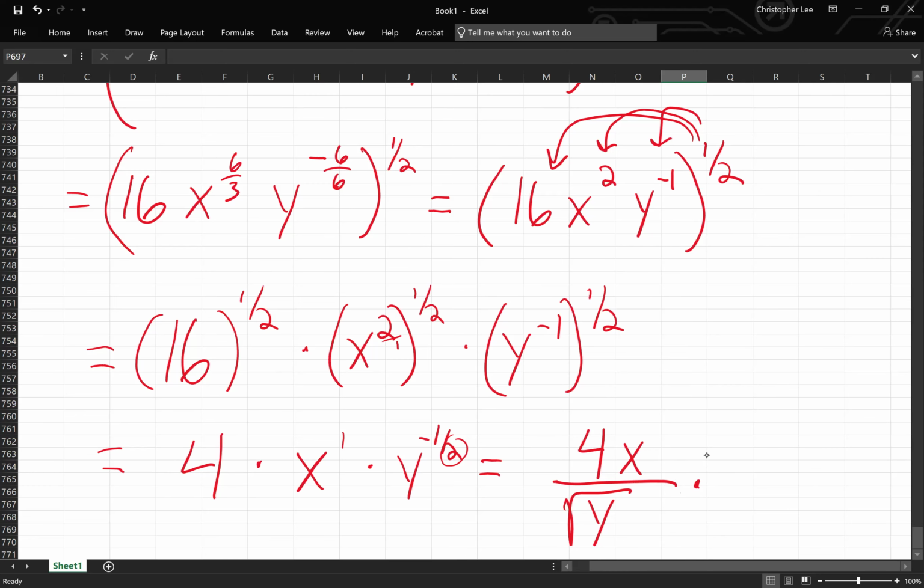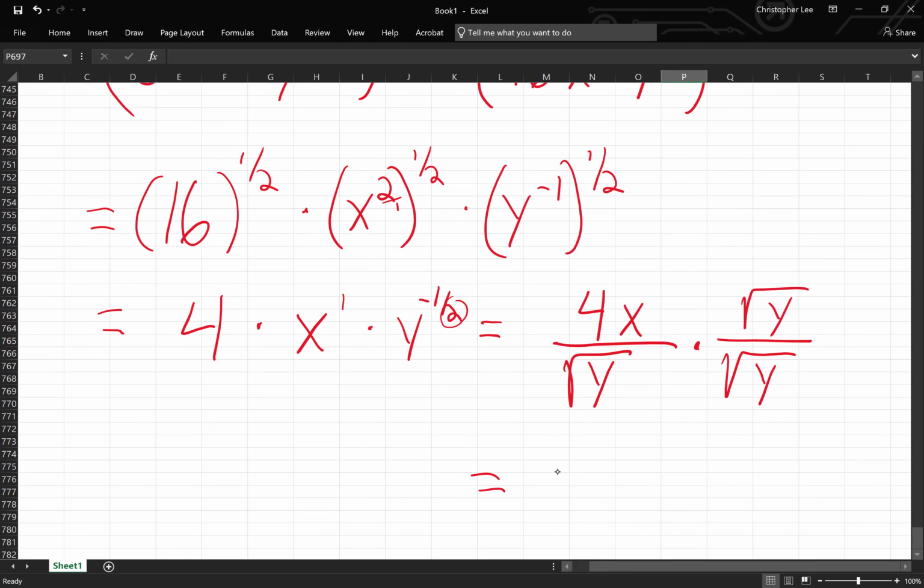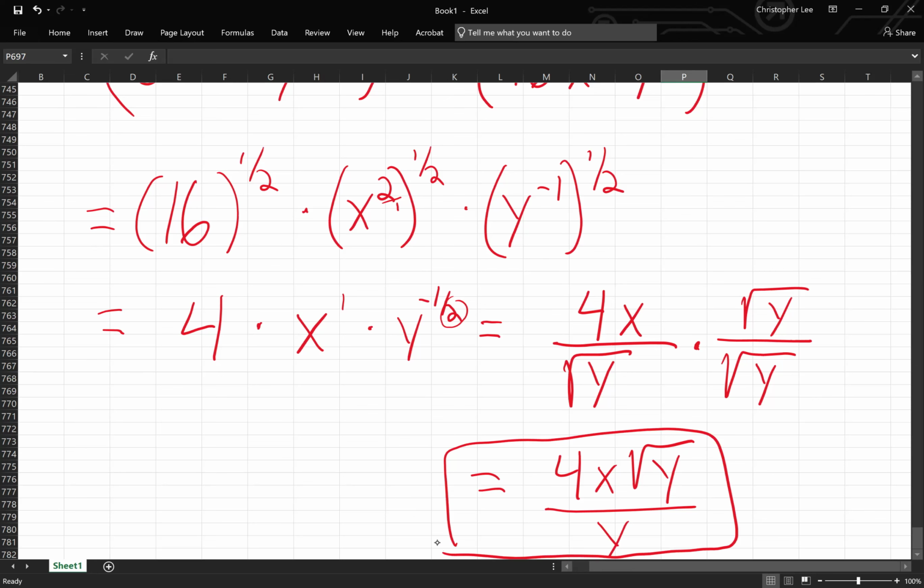And how do I do that? 4x over y to the half power. But how do I get rid of the radical? By radical y. But what I do to the bottom, I do to the top, right? So here's my final answer. It's 4x square root y over y. Just because I can't have radicals in my denominator.